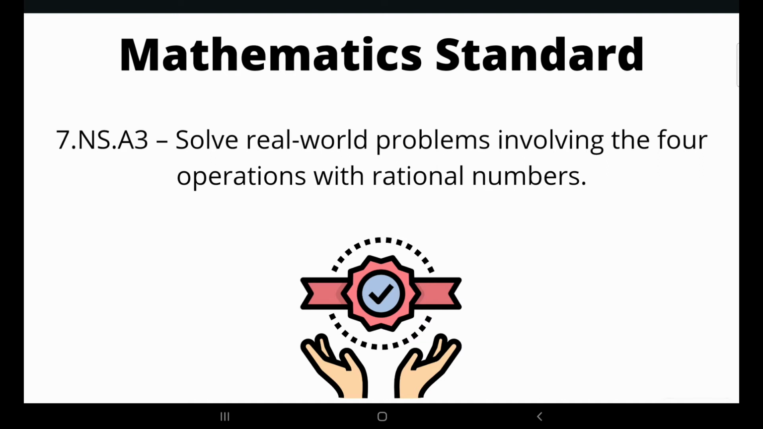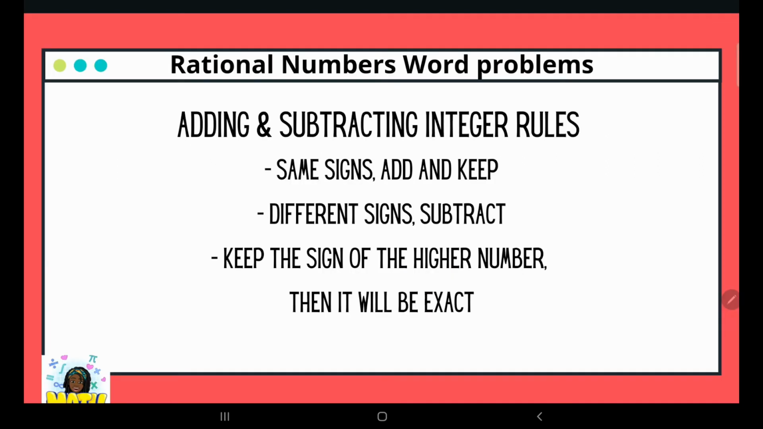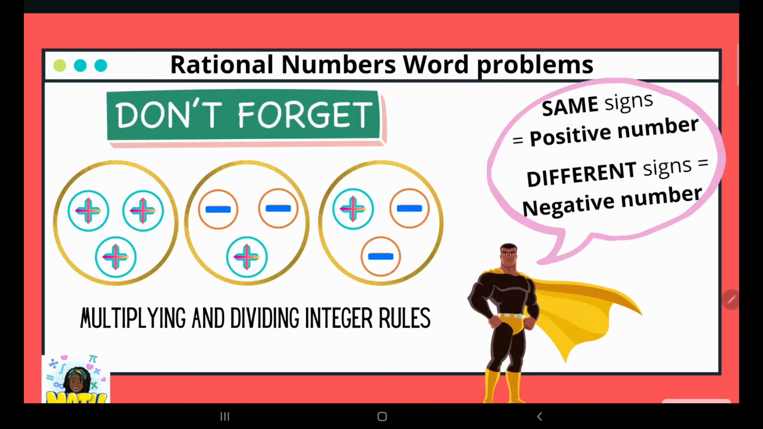Today we're going to be continuing with 7.NS.A.3, solve real-world problems involving the four operations with rational numbers. So here you want to keep in mind our rules for adding and subtracting integers. Same signs, add and keep; different signs, subtract. Keep the sign of the higher number, then it will be exact. Our rules for multiplying and dividing integers: same signs will be equal to a positive number. Different signs will be equal to a negative number.